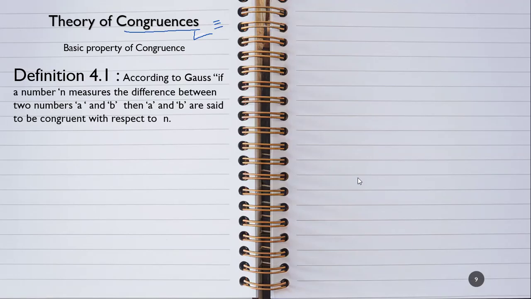The first definition is of Gauss. What does Gauss say? According to Gauss, if a number n measures the difference between two numbers a and b, then a and b are said to be congruent with respect to n. What is the meaning of the definition?